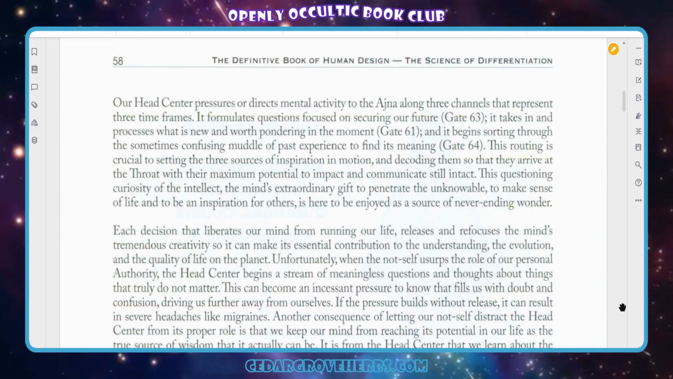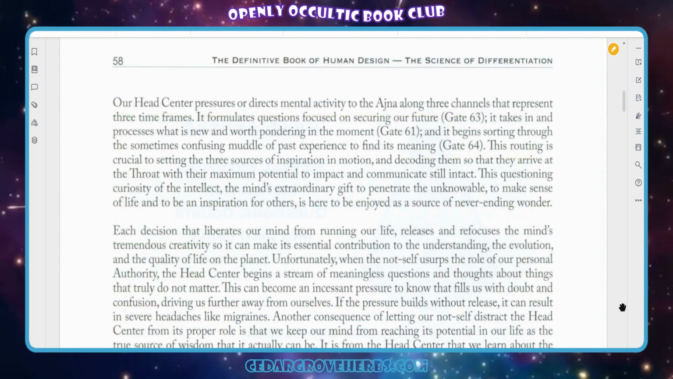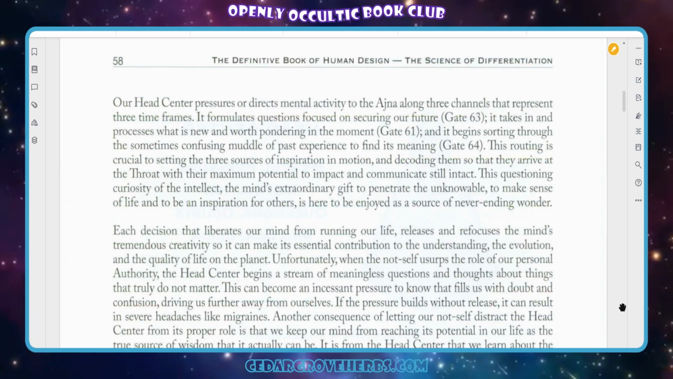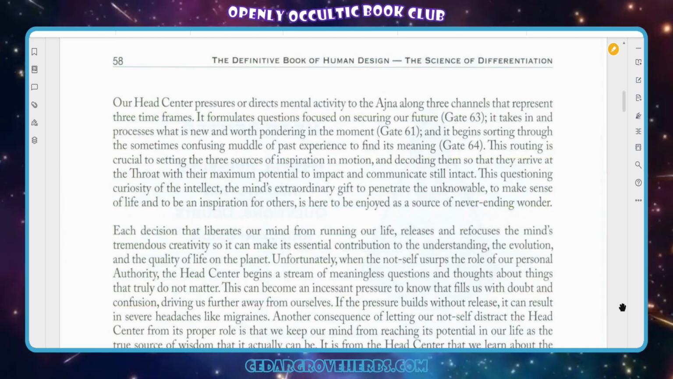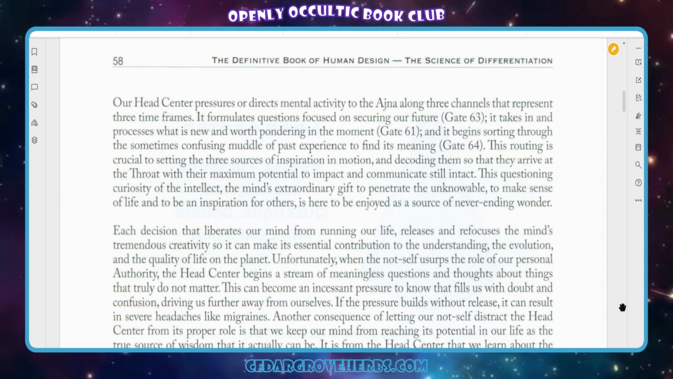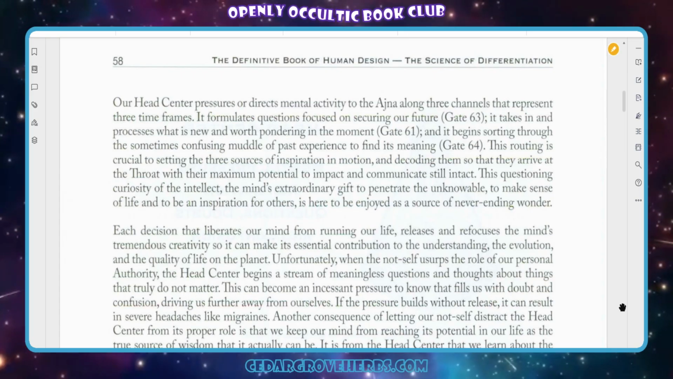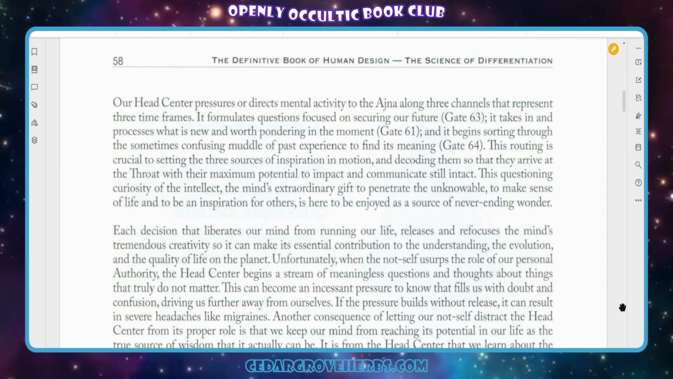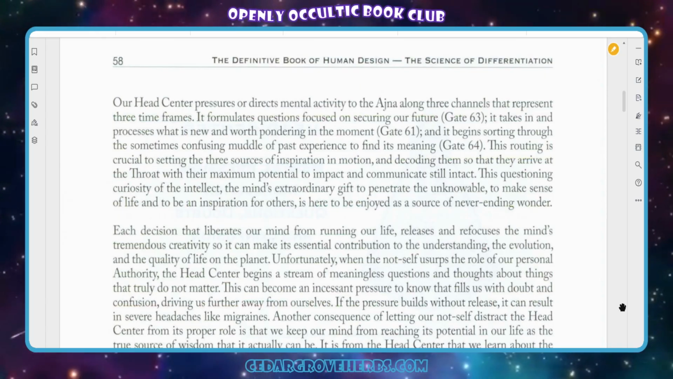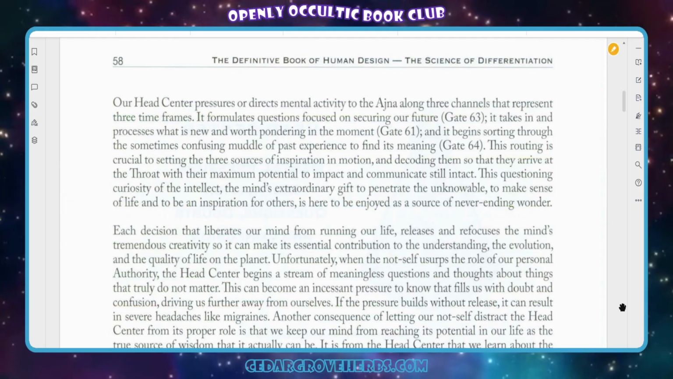Our head center pressures or directs mental activity to the ajna along three channels that represent three time frames. It formulates questions focused on securing our future, which is what Gate 63 deals with. It takes in and processes what is new and worth pondering in the moment, which is Gate 61. And it begins sorting through the sometimes confusing muddle of past experiences to find their meaning, Gate 64.